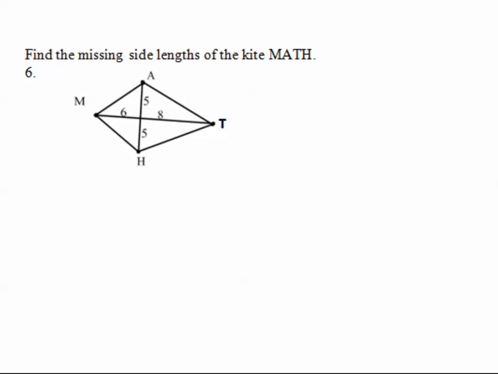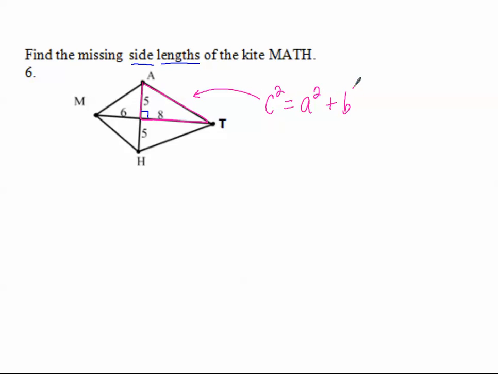Find the missing side lengths of the kite, MATH. Well, what do they show in the picture? They showed diagonals, and because it's a kite, we know that the diagonals are supposed to be perpendicular. So let's put that right angle in there right away. Now, if there's a right angle in there, notice that this is a triangle. What kind of triangle is that? A right triangle. So knowing that it's a right triangle where we know two sides of it, we can find the missing side using the Pythagorean theorem.